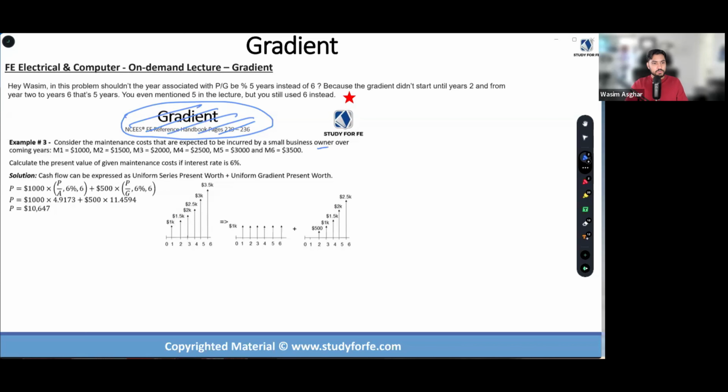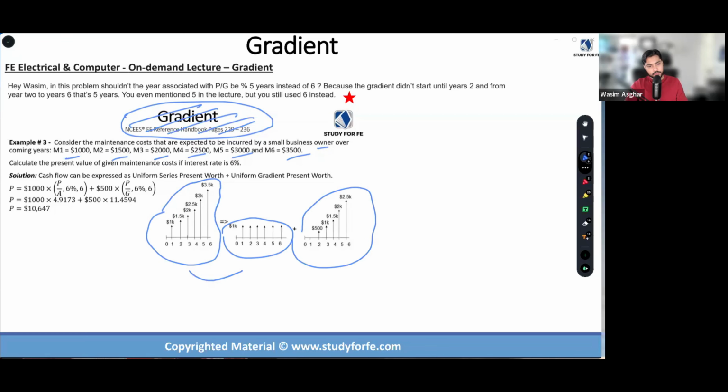So we have a small business owner, maintenance cost, M1 is equal to $1,000, M2 is equal to 1,500, 2,000, 2,500, 3,000, 3,500. Now, we can very easily solve these types of problems when we look at them as a gradient riding on top of an annuity. So this is the cash flow. I strongly recommend you actually put the numbers on a graph. It will help you reach this conclusion and get to the result much faster.